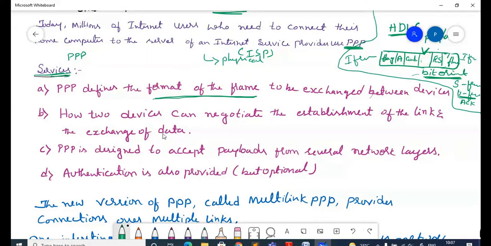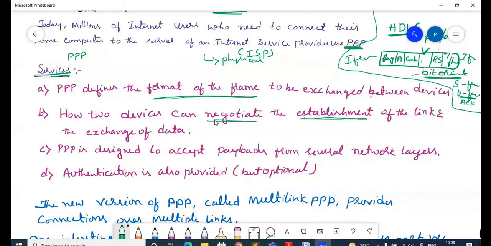Where the two devices can negotiate. What is the meaning of negotiate? They will come to an agreement. So what protocol to use, how the connection should be established. All that negotiation takes place between the parties, the sender and the receiver, and accordingly there will be an establishment, meaning the connection between the sender and the receiver is going to take place. So the establishment process is also taken care of by the point-to-point protocol. So this negotiation is very, very important. When it comes to the transition diagram, I'll explain how it is going to work.